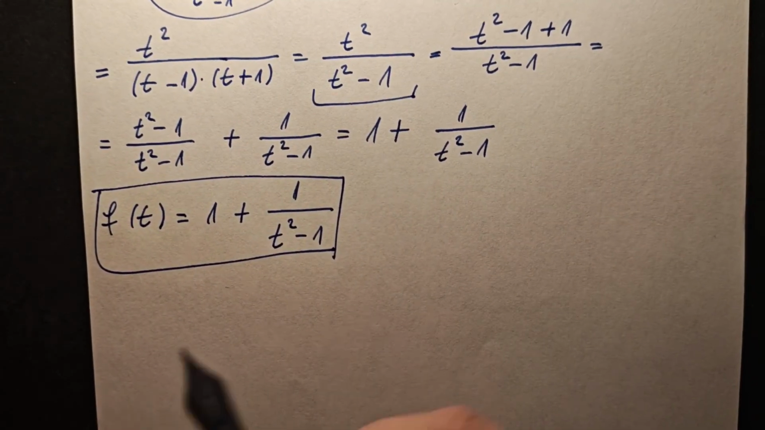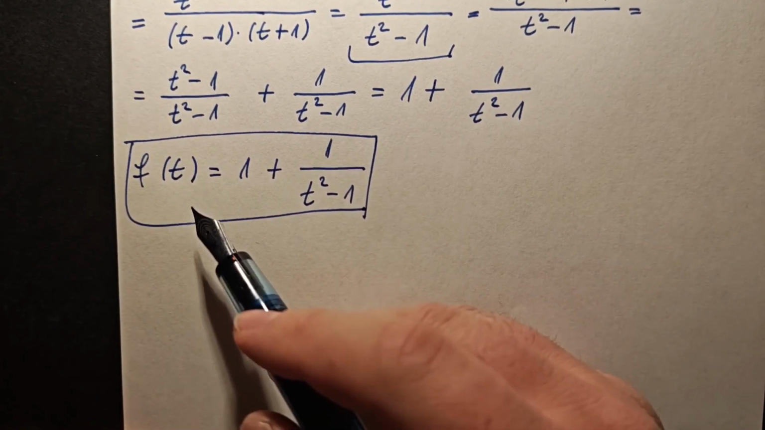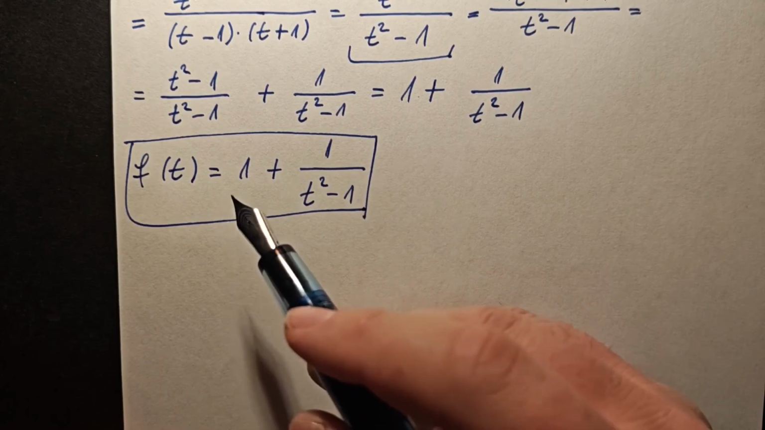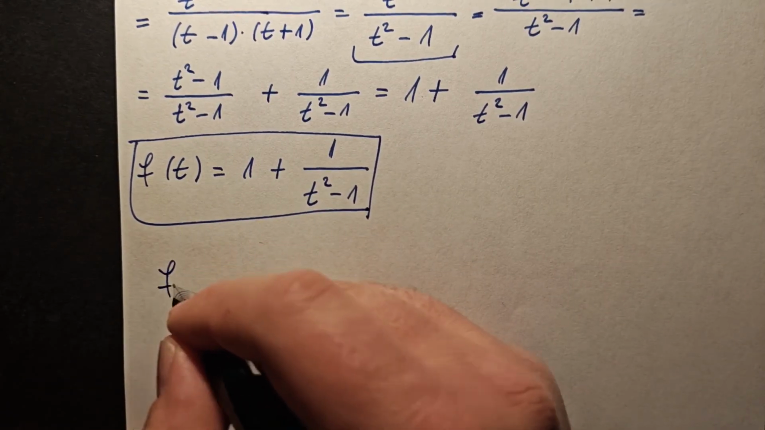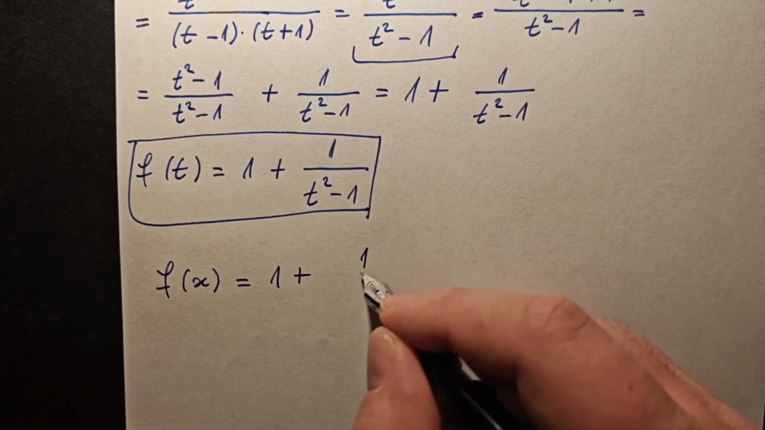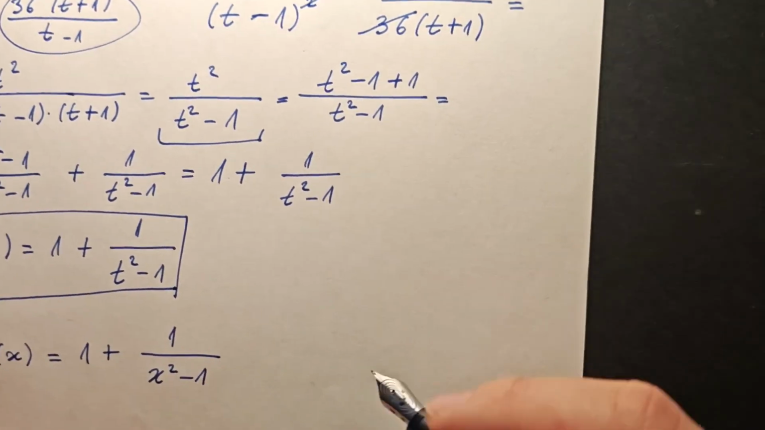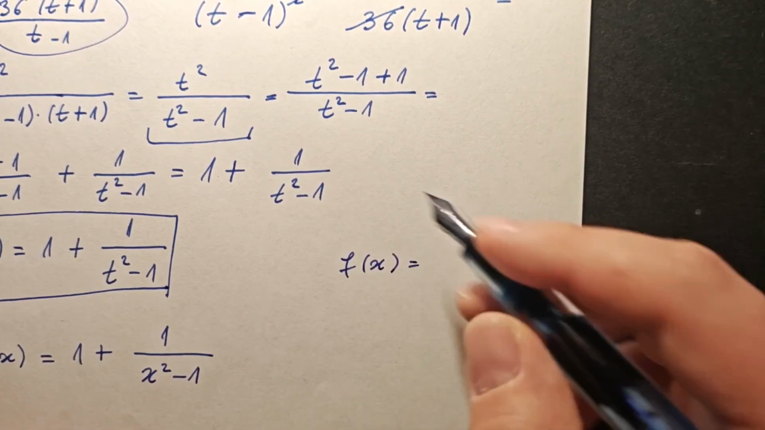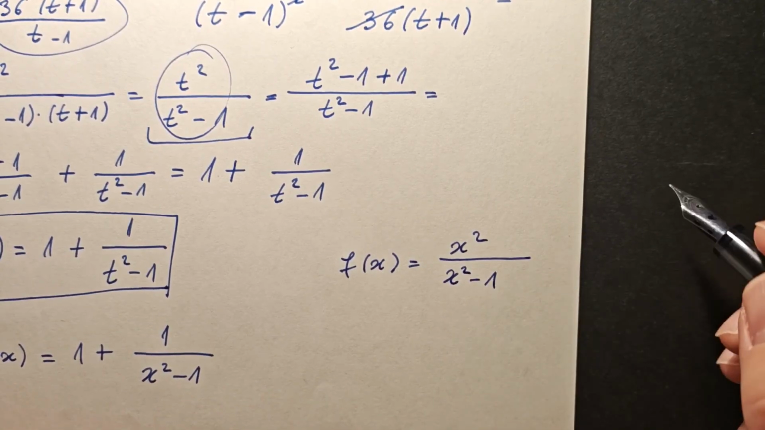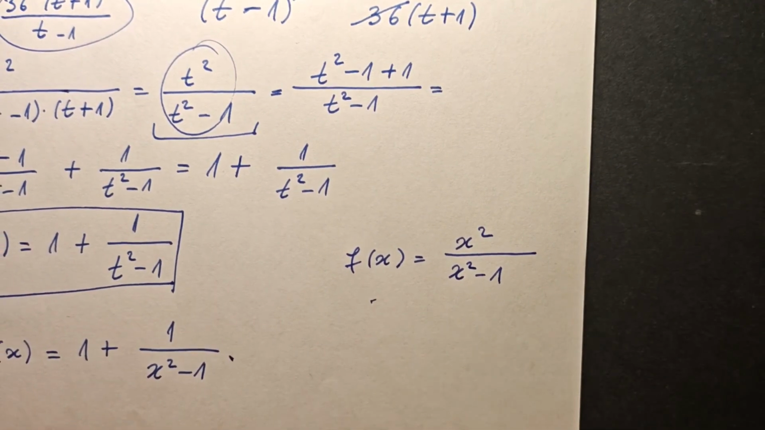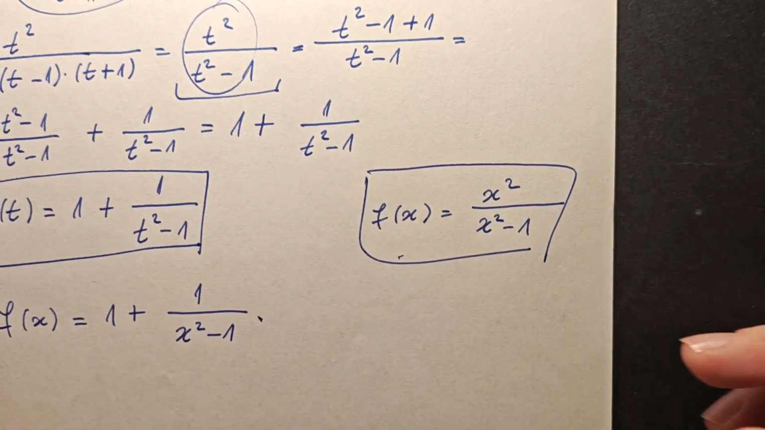Our job was to find f of x, and we have f of t. We can treat variable t like a placeholder variable and just replace all of its appearances with x. And by doing that, we get that f of x is 1 plus 1 over x squared minus 1. And if you took the other route, you will get that f of x is equal to x squared divided by x squared minus 1. It's the same thing. Of course, this is then going to be the final solution of our problem.